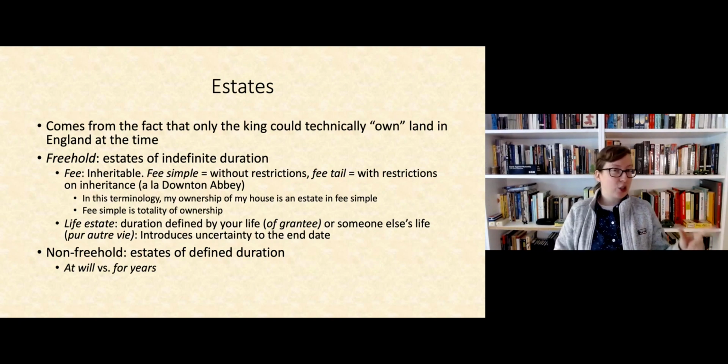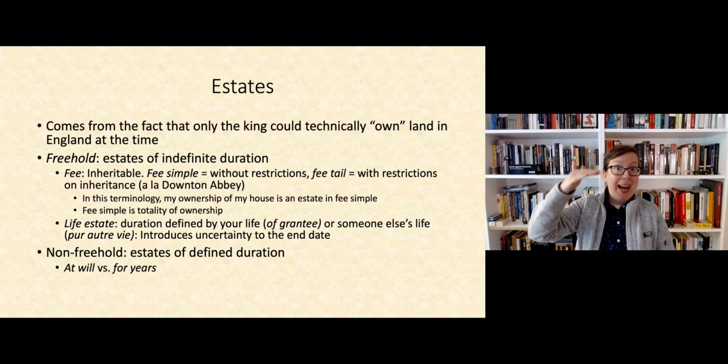You may think that sounds crazy, but if you've watched Downton Abbey, the estate in Downton Abbey has a tail, which is that they can only inherit it to a male heir, I think, something like that. Anyway, these are real. Fee simple is most common. For example, I have fee simple tenancy in my house, meaning I own my house. Fee simple is totality of ownership. I can transfer it however I want, and I can use it however I want.